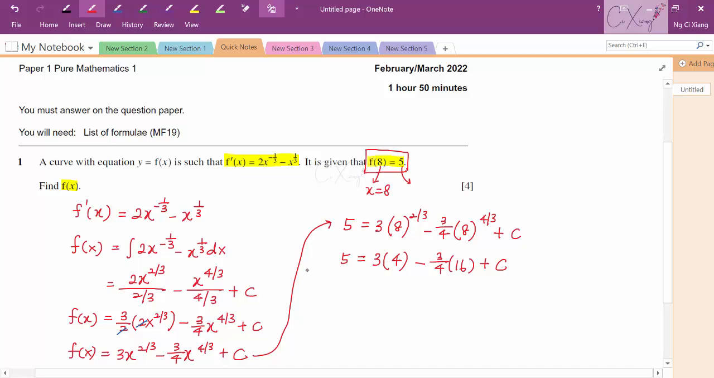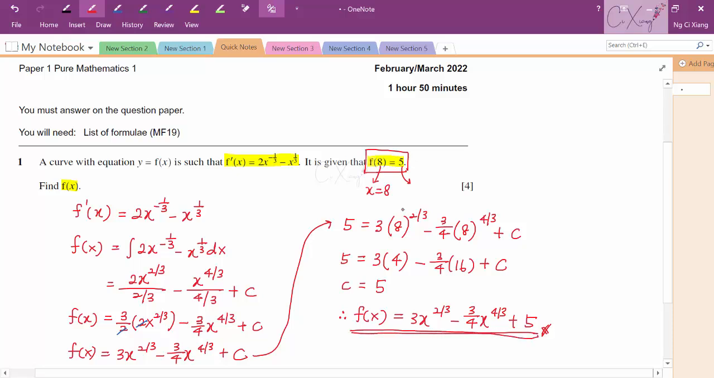Okay, so by substituting the values and simplifying everything, you will find that c is equal to 5. And our complete answer for the function f(x) will be equal to 3x power 2 over 3 minus 3 over 4 x power 4 over 3 plus 5. So this is how we get the complete answer for the function f(x).